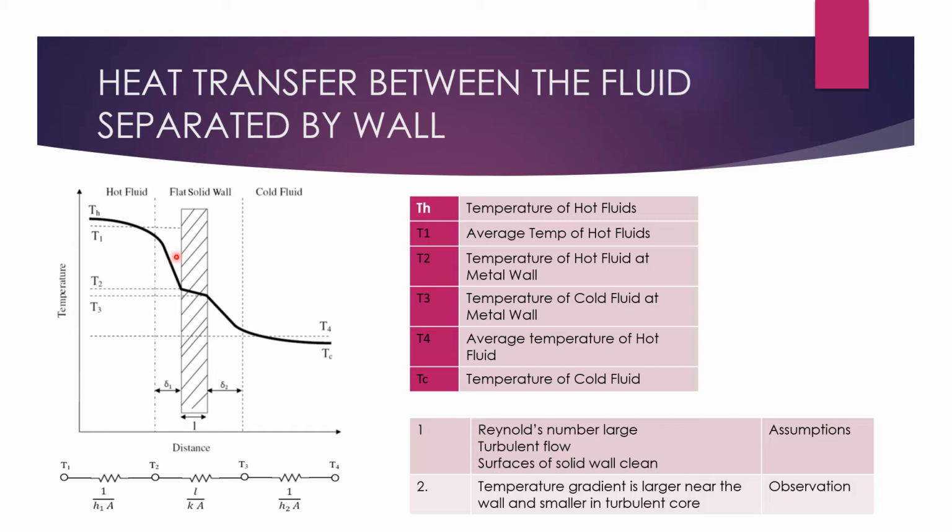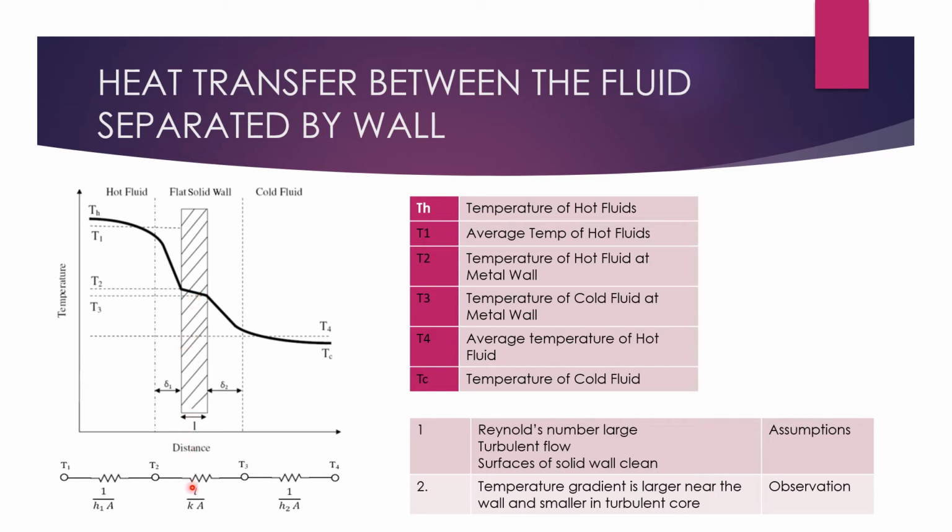Here between the hot fluid and the flat wall, the convection heat transfer takes place by convection. So the resistance for this temperature profile is indicated as 1 upon H1A. The heat transfer between the points T2 and T3 will take place by conduction, as it is a flat, solid metal wall.